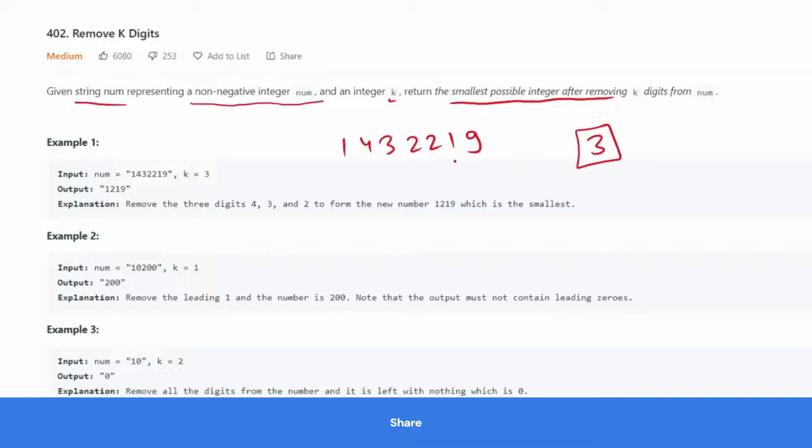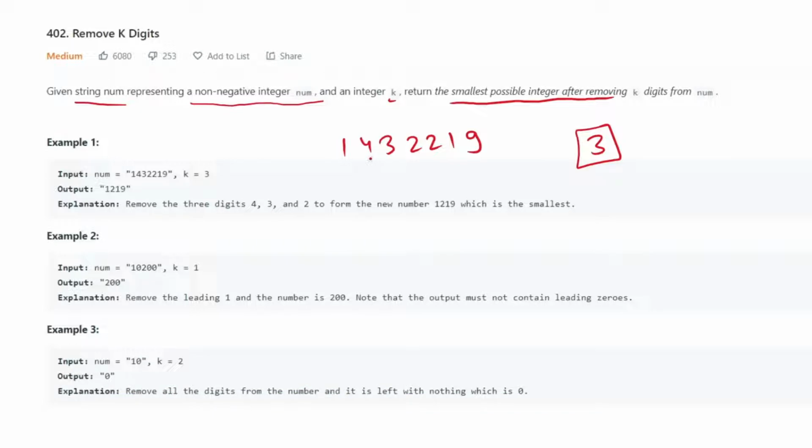If I remove 3, 1, 2, then what will be our answer? 1432. If I remove 1, 4, 3, then what will be our answer? 229. So which digits am I removing? If I remove this 4, 3, 2, then my answer will be 1219. So which digits should I remove to get the smallest possible number? Tell me. Let's see how we are going to solve this problem.